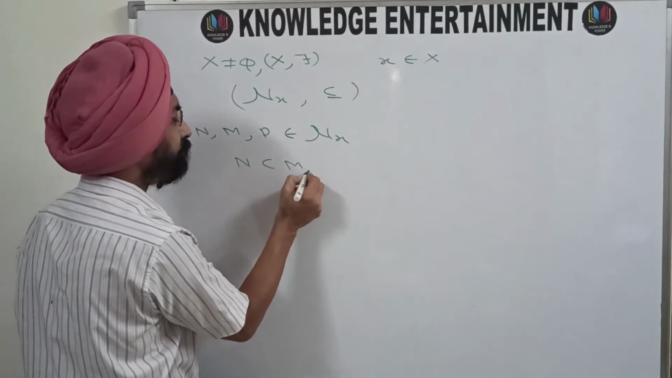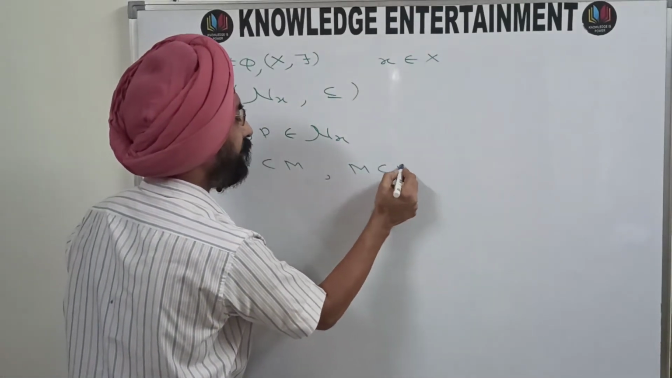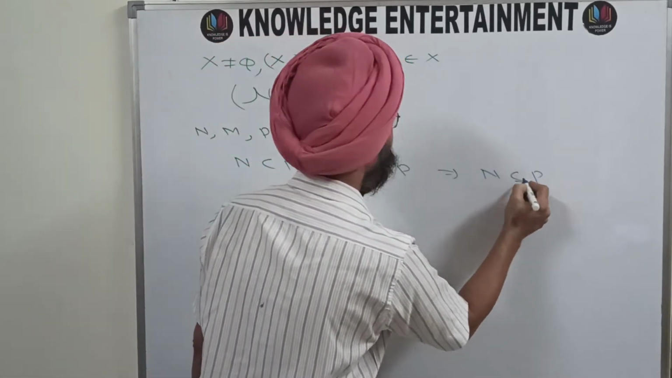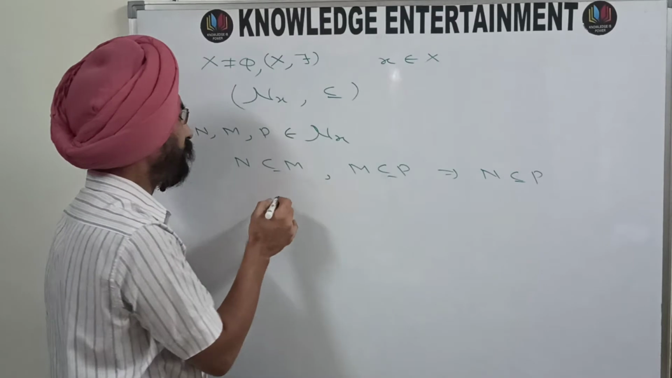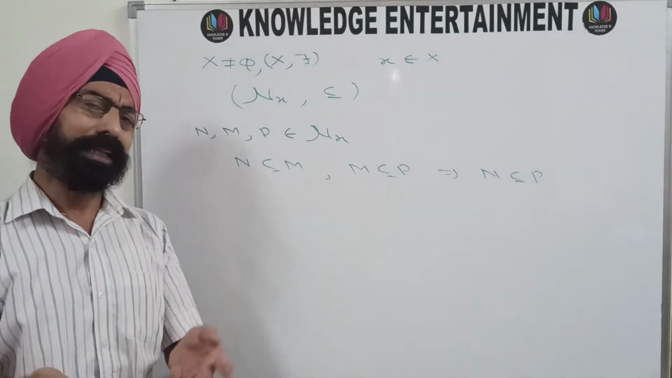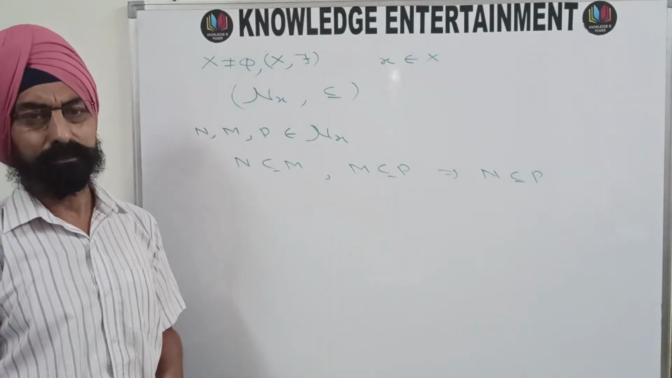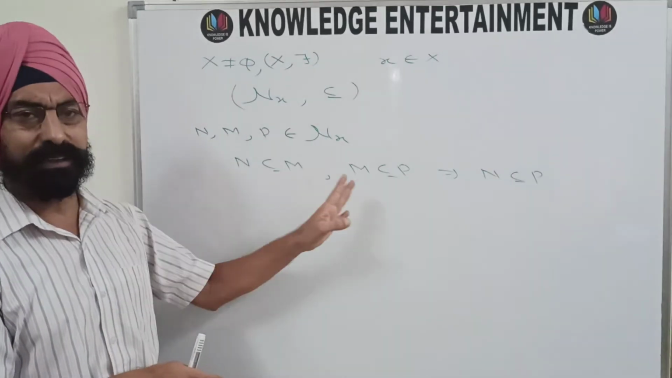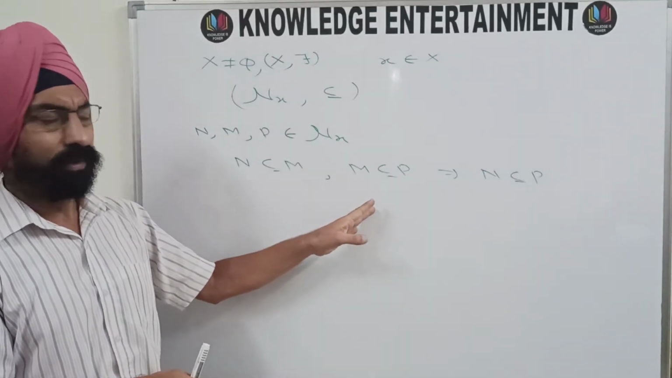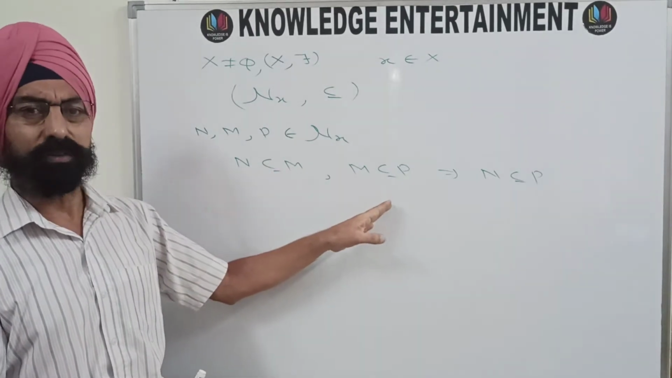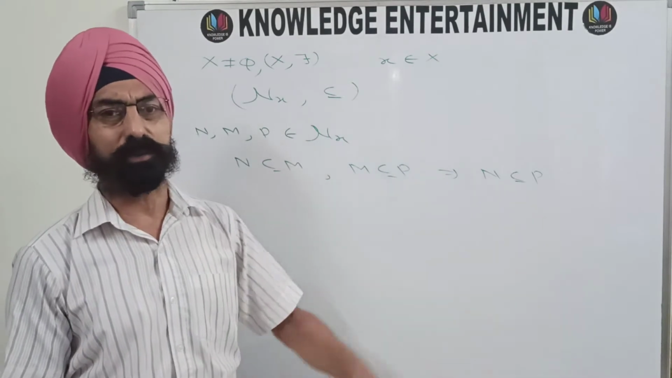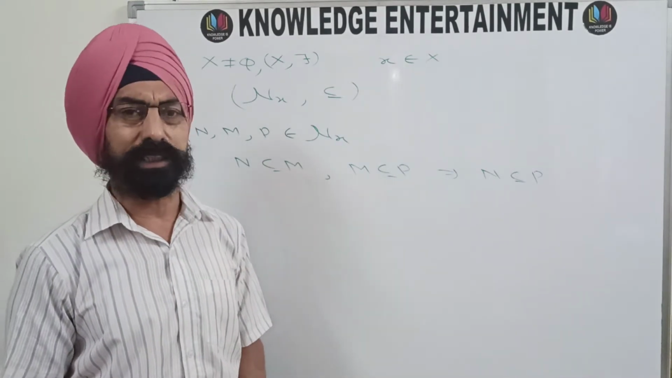Secondly, if there are any three neighborhoods N, M, P of X such that N is a subset of M and M is a subset of P, then N will always be a subset of P, because N and P may be the neighborhoods of X, but still they are sets. And in set theory we know that transitivity holds for the binary operation subset of. If N is a subset of M and M is a subset of P, then N is also a subset of P. So the second axiom is also satisfied.